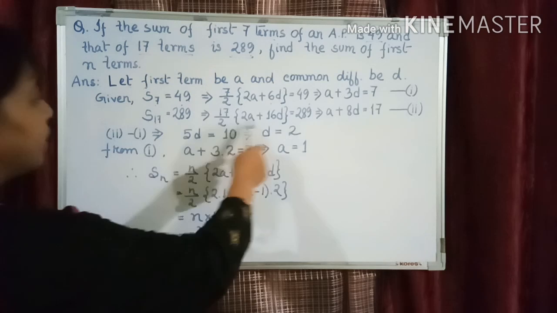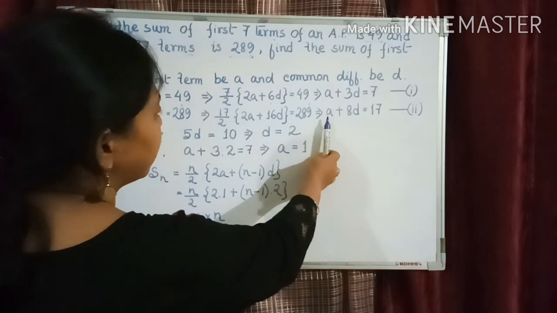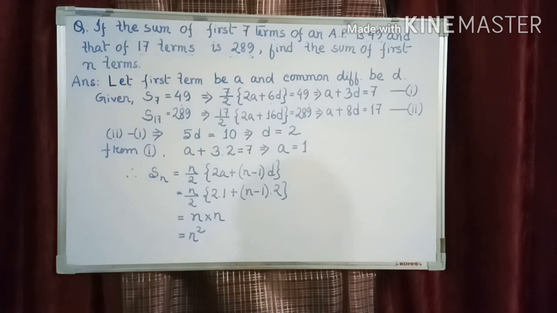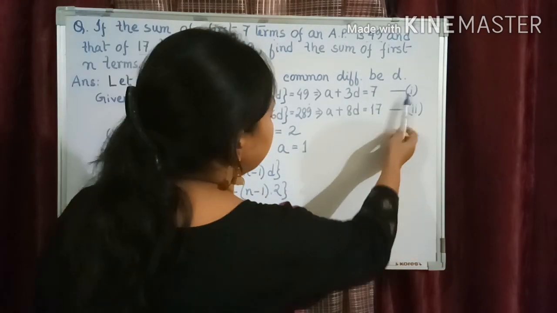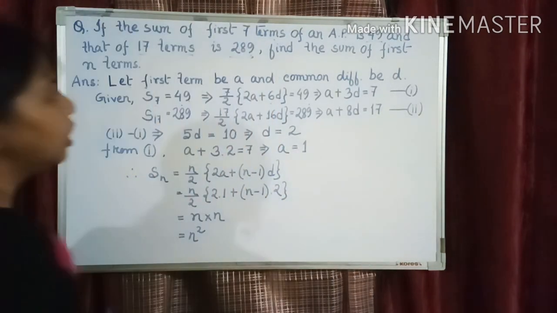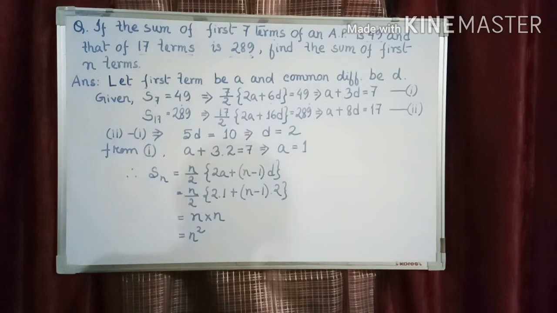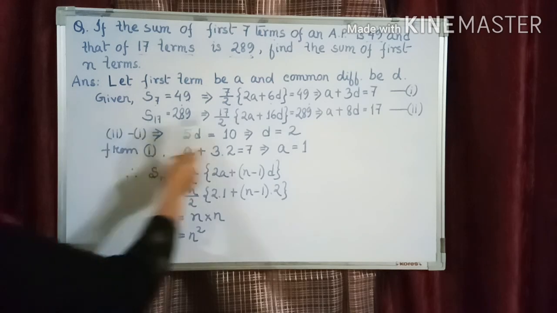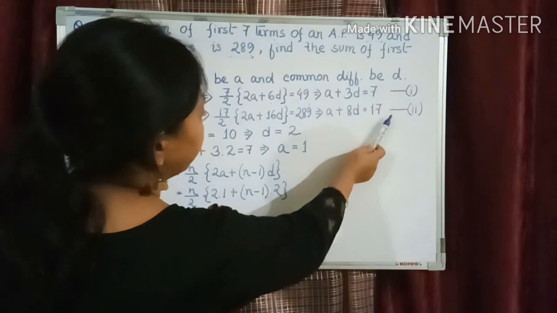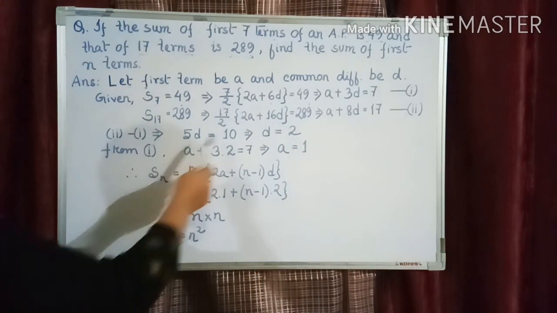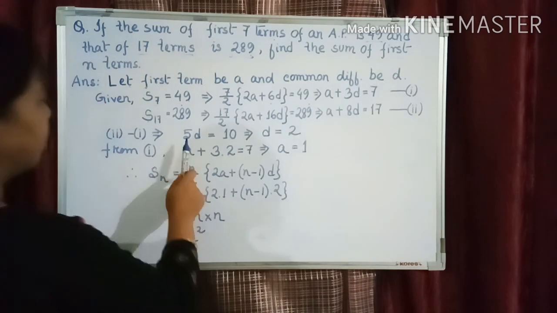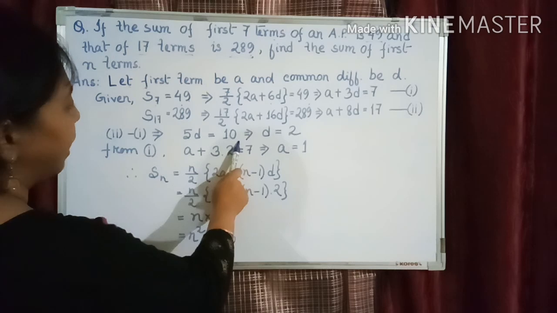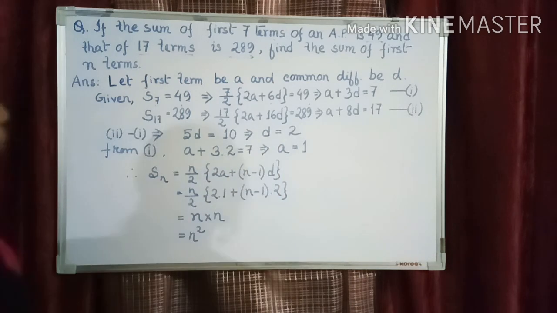If we simplify it, then again I will get one simple equation, that is A plus 8D equal to 17. The first one I am writing as equation number 1 and the second one as equation number 2. Then if we subtract equation number 1 from equation number 2, A will cancel and we will get 5D equal to 10. So it implies that D equal to 2.